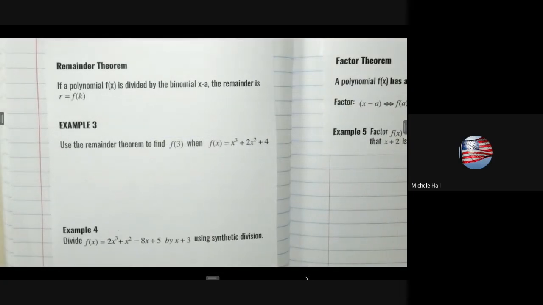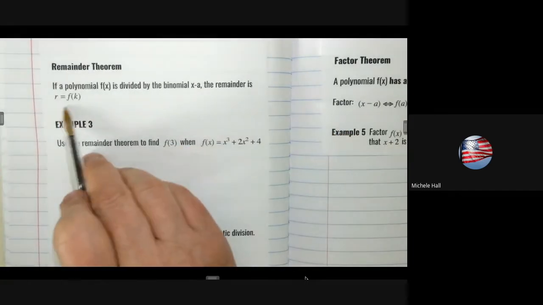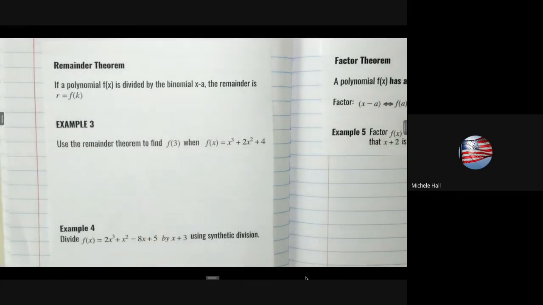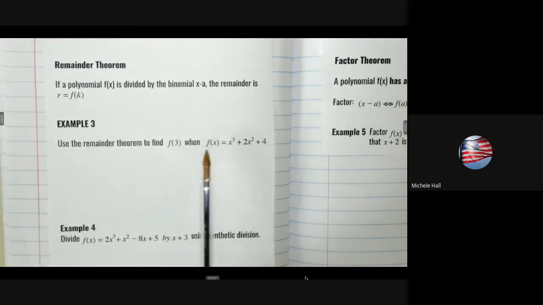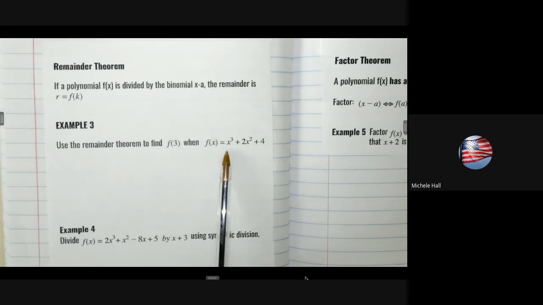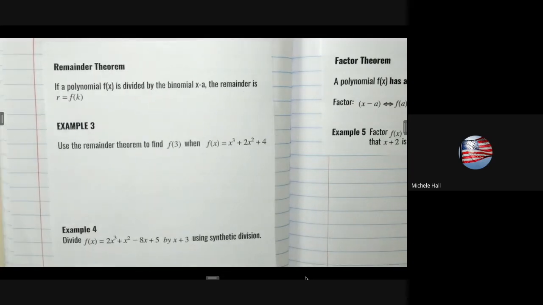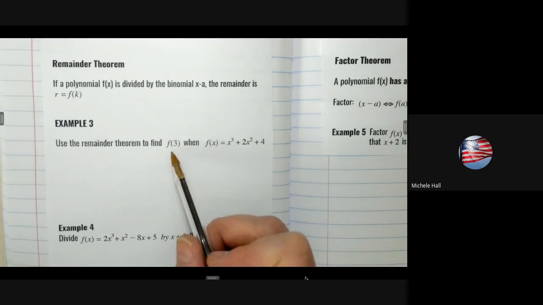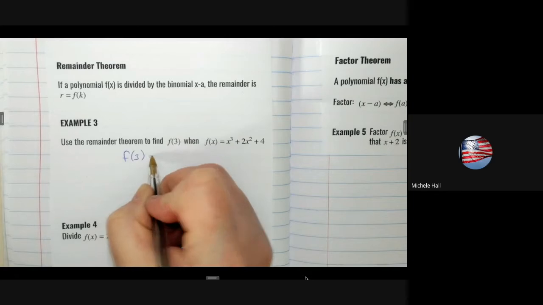Remainder theorem. If a polynomial f of x is divided by a binomial x minus k, the remainder r equals f of k. Use the remainder theorem to find f of 3 when f of x equals x cubed plus 2x squared plus 4. We are going to substitute in 3. It says f of 3. When I substitute 3 into the function, what do we get?